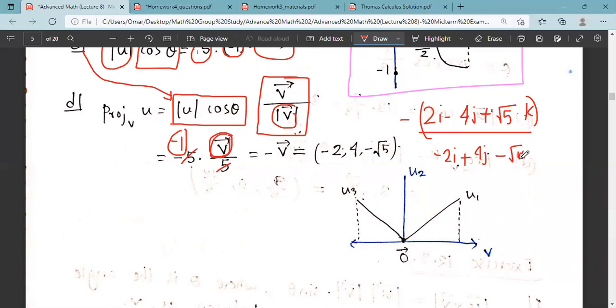Okay, and then we can just take the coefficients: -2, 4 and minus root over 5. So we have taken the coefficients here. This is the projection of u over v. Guys, can you understand?